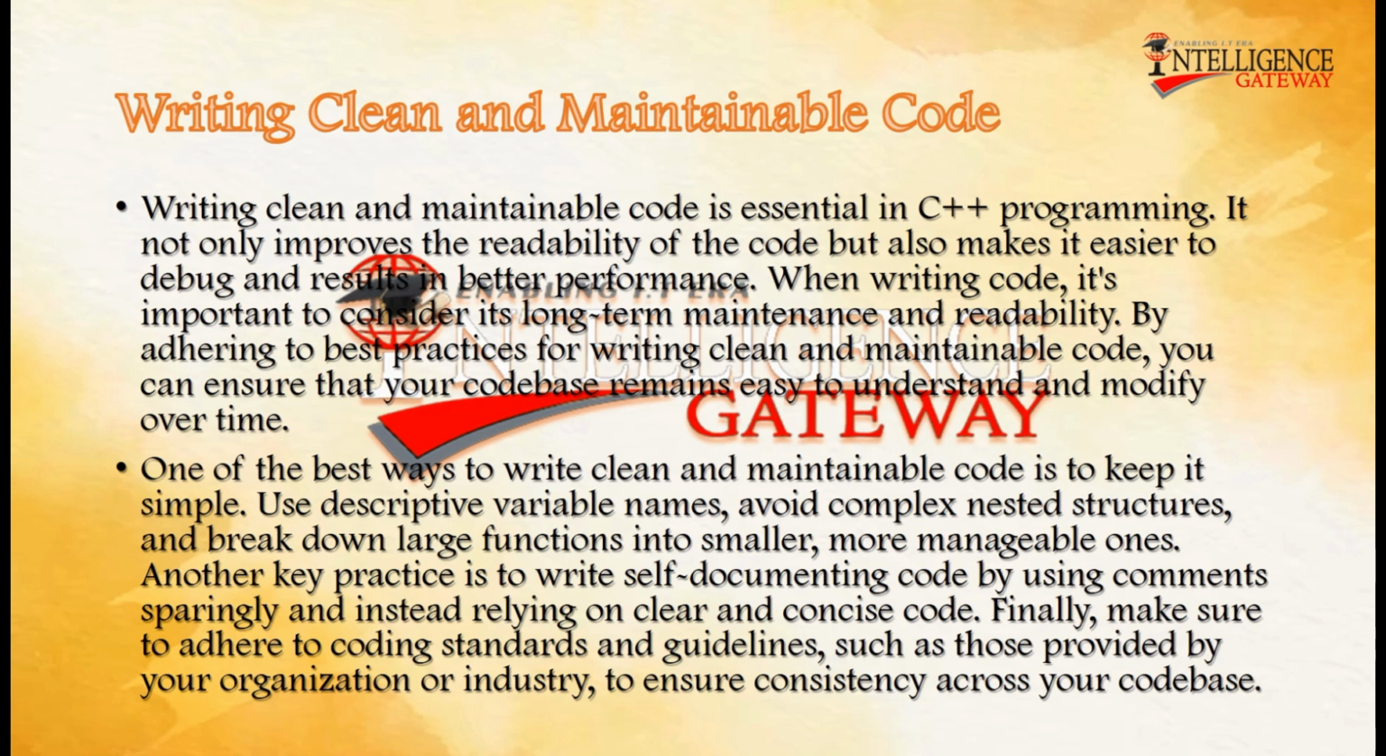Over time, one of the best ways to write clean and maintainable code is to keep it simple. Use descriptive variable names, avoid complex nested structures, and break down large functions into smaller, more manageable ones. Another key practice is to write self-documenting code by using comments sparingly and instead relying on clear and concise code. Finally, make sure to adhere to coding standards and guidelines, such as those provided by your organization or industry, to ensure consistency across your codebase.